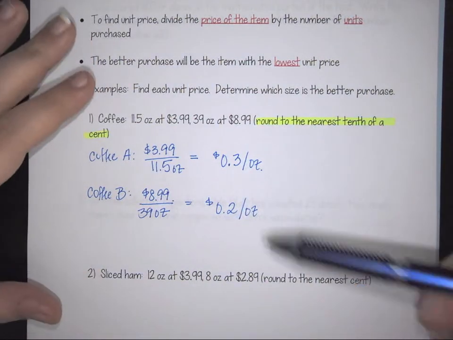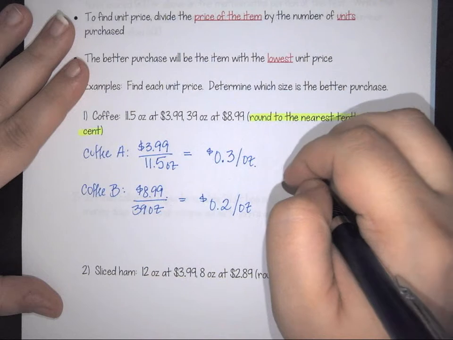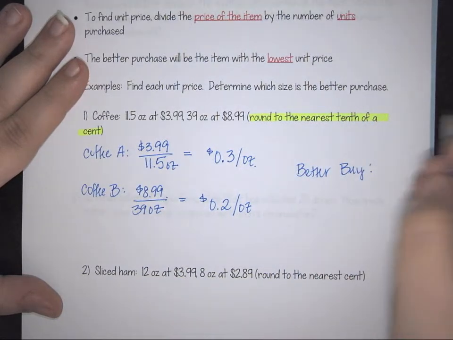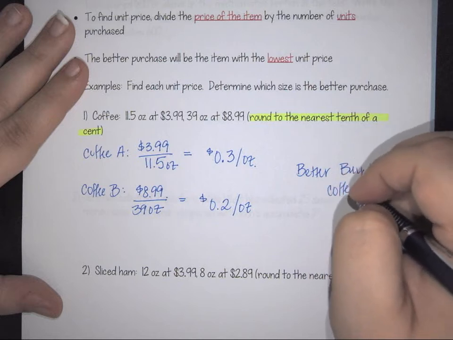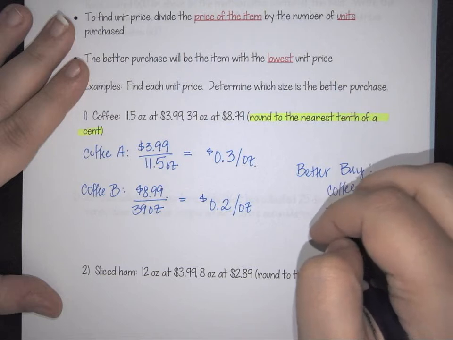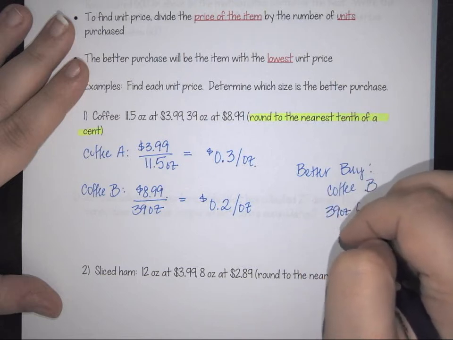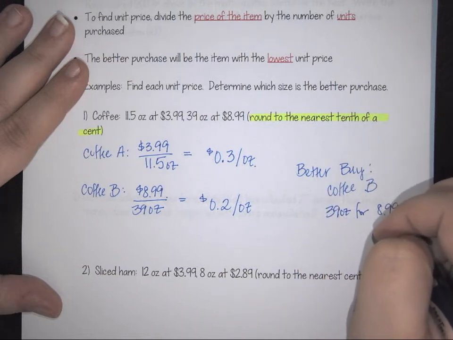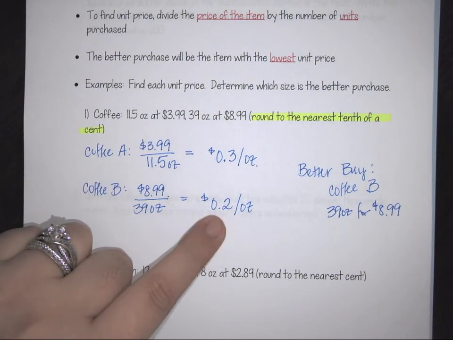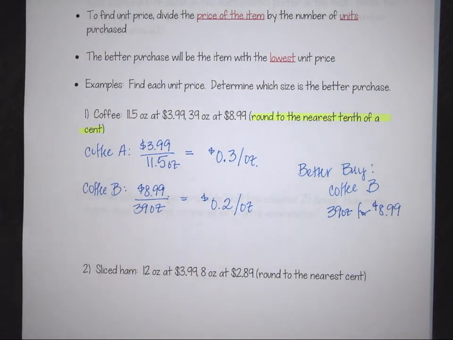When you compare these two, in reality, your better buy is actually going to be coffee B, which was 39 ounces for $8.99, because it is a smarter, cheaper purchase per individual ounce. Okay? Remember that the next time you go to a grocery store. Bring your calculator.